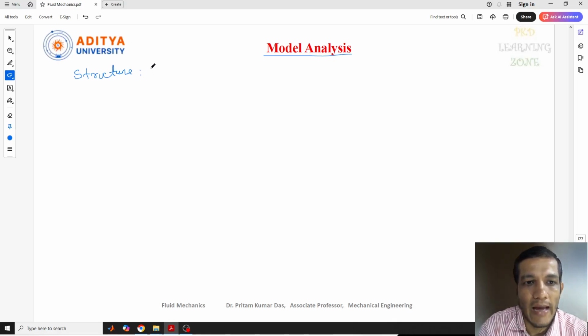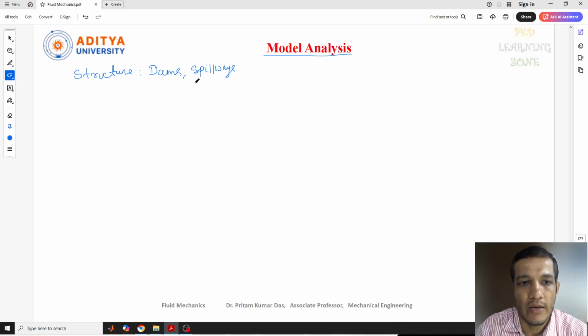Suppose some kind of dams are there. In civil engineering you can see some kind of dams and some kind of spillways will be there. So before going to the original structure, or before going to construct a hydraulic structure like this, we need to do some kind of model of that, or we can prepare some kind of prototype. Then we can go for some testing in that, and we can visualize and identify issues before going to the actual construction.